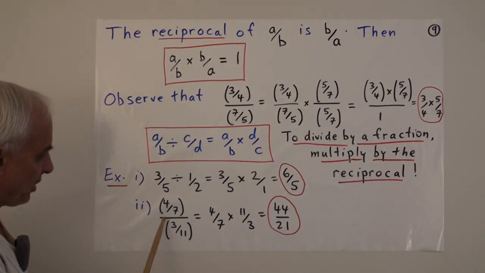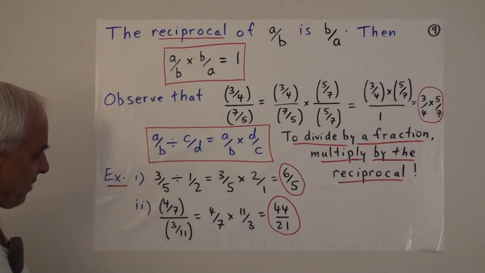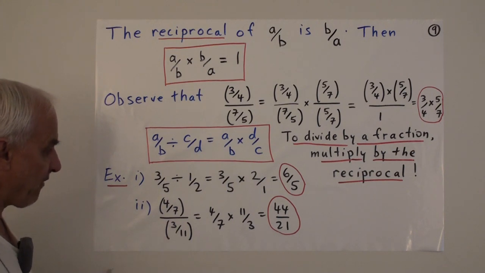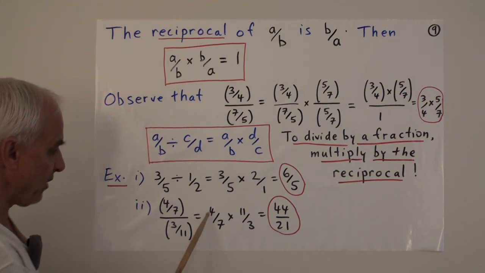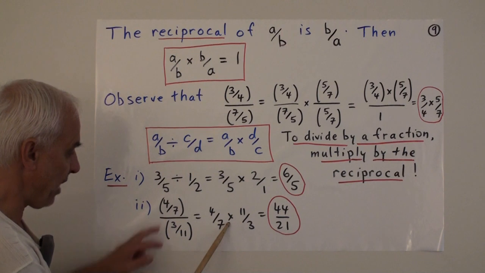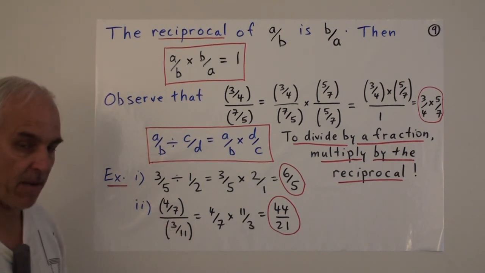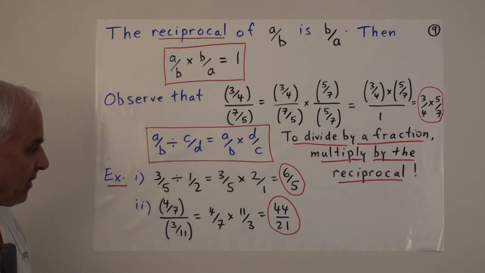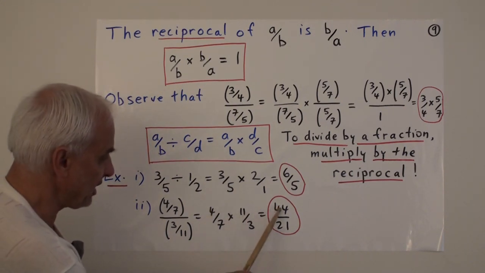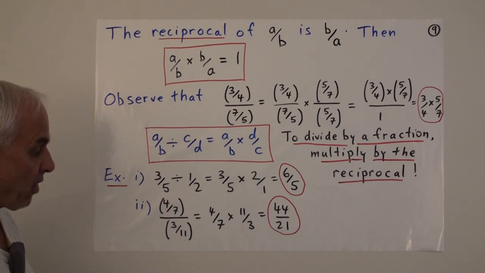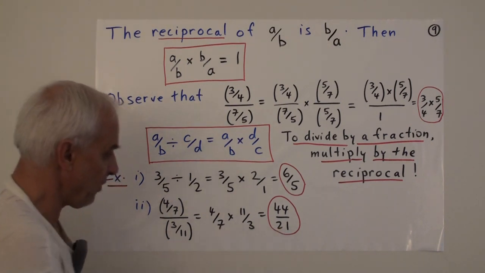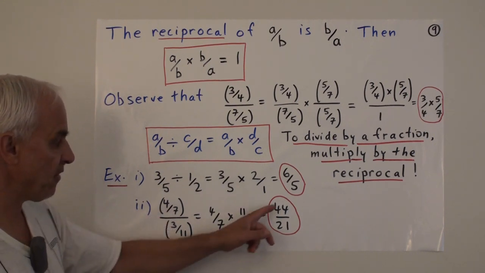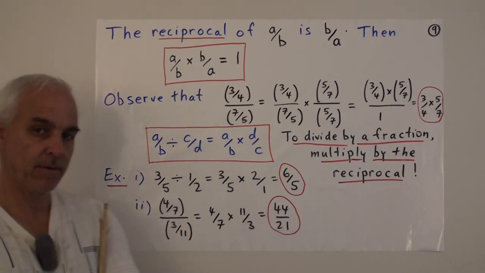Another example, written in this alternate way of writing division: 4 over 7 divided by 3 over 11. There's 4 over 7, and we're multiplying by the reciprocal of the denominator, multiplying by 11 over 3 instead of 3 over 11. Then the multiplication is easy. 4 times 11 is 44. 7 times 3 is 21. So 4 over 7 divided by 3 over 11 is 44 over 21.